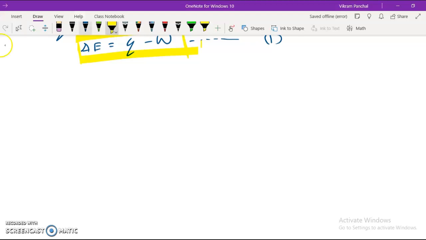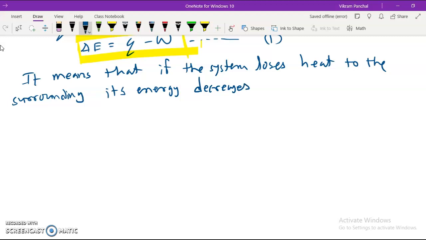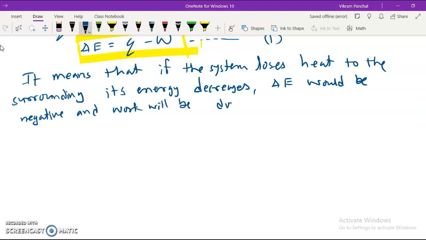So it means that if the system loses heat to the surrounding, its internal energy decreases. Delta E would be negative, and work will be done by the system on surrounding and vice versa. Okay, so this is the case.